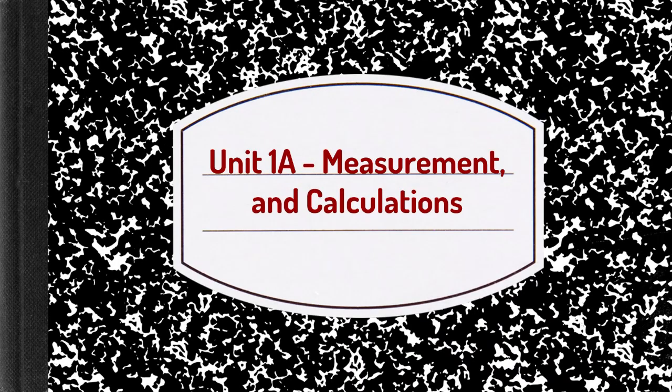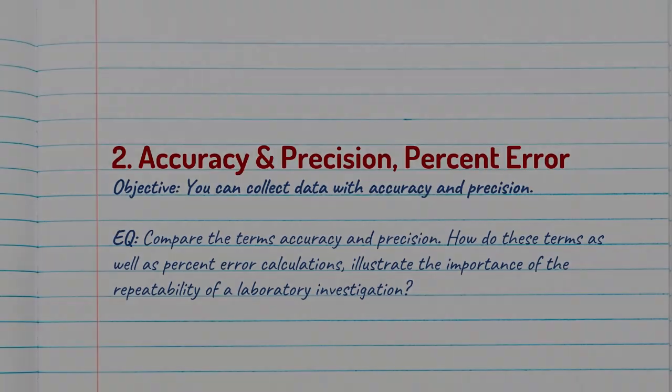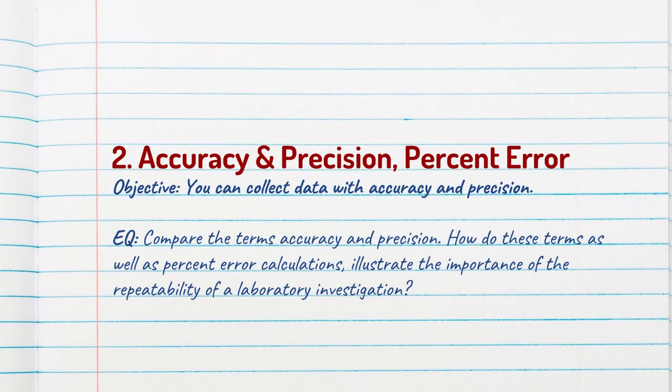Alright, so today we're going to talk about accuracy, precision, and percent error. By the end of this, you can collect data with accuracy and precision, and then you can compare the terms accuracy and precision, and how these terms, as well as percent error, illustrate the importance of repeatability in a laboratory investigation.